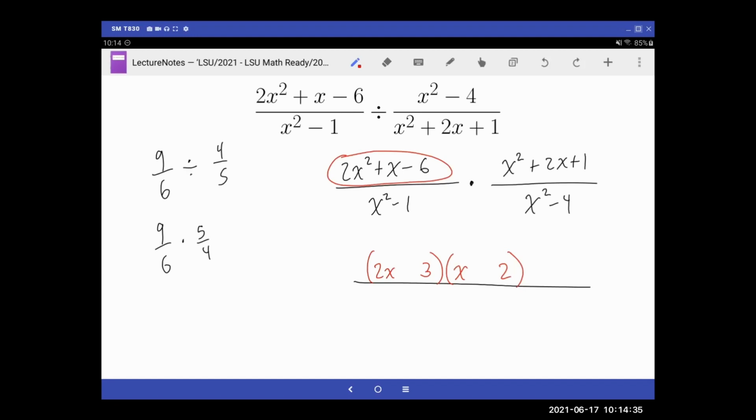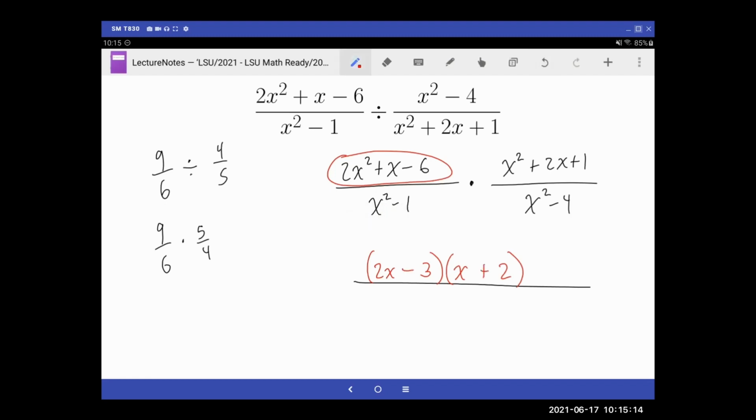So 2x, x, 3, and 2. One of these has a positive, one has a negative. Let's see if that's right. 3x and negative 4x. If I put those together, that gives me a negative 1x. I need it to be a positive 1x. So that means that my signs are backwards. Anytime you work this out and it comes out to be the wrong sign, that just means your signs were backwards. So just fix the signs, replace them. So this is going to become a minus and this is the plus.